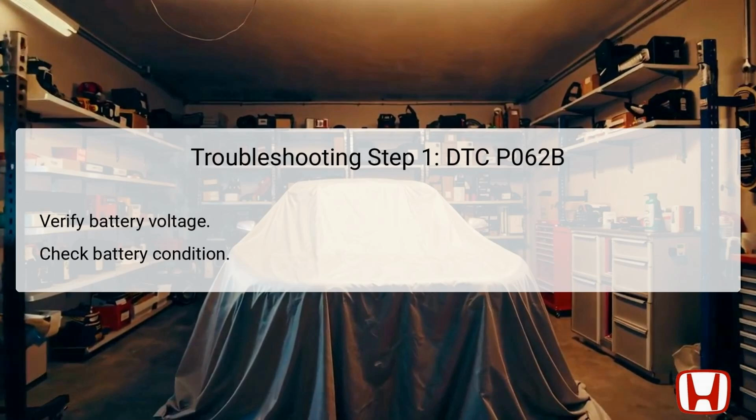The first troubleshooting step for DTC P062B requires you to verify the vehicle's battery voltage. A crucial aspect of the Powertrain Control Module's function relies on sufficient voltage levels. The system expects a minimum battery voltage of 7 volts while the engine is running. This ensures the PCM can operate properly and communicate effectively with other components.